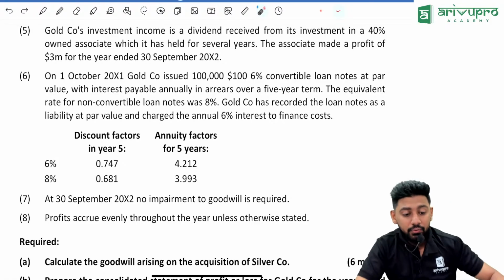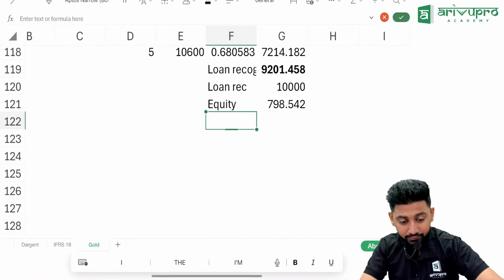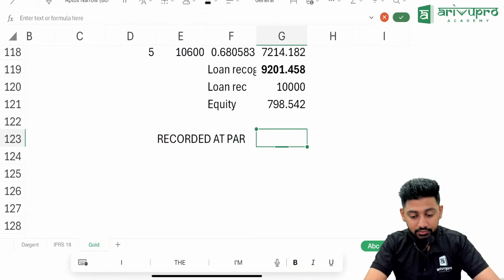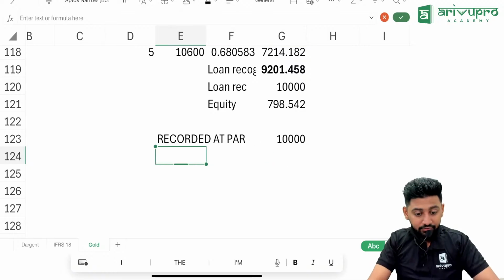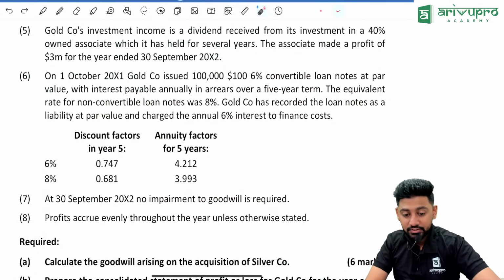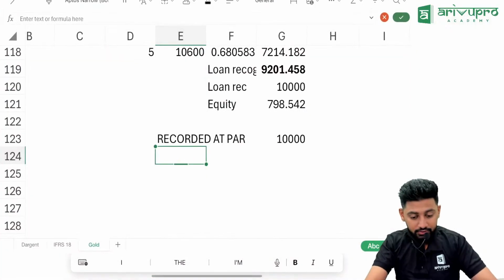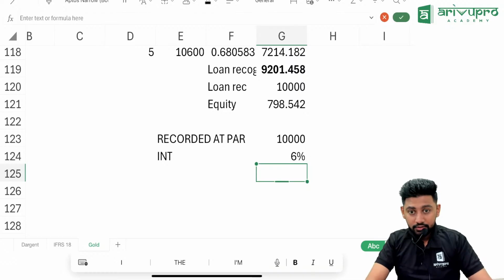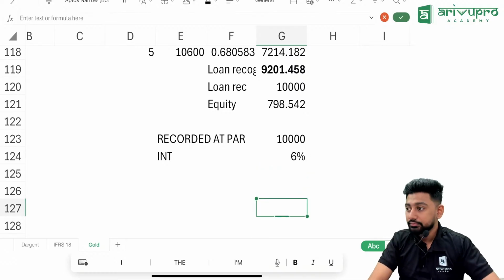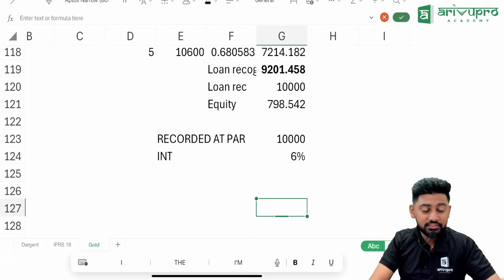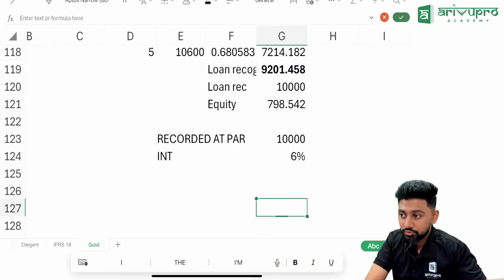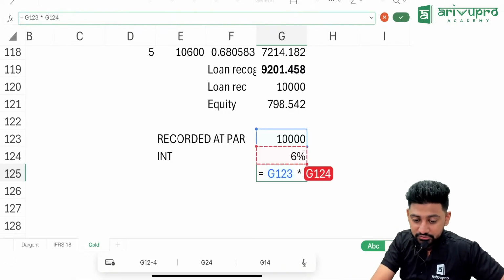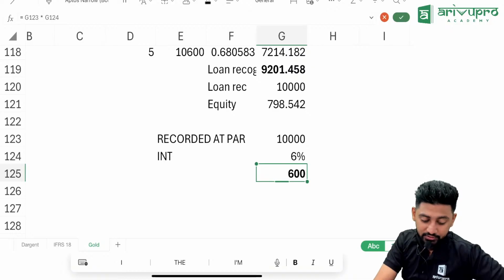Gold has recorded the loan note as a liability, so meaning at par. Recorded at par, meaning at 10,000. And for this 10,000, they have charged interest of how many percent? 6%. So interest charged 6%. Is it correct or incorrect? Incorrect. Your interest will be charged on what value? Effective rate, but what is the loan recognition value? 9,201. Therefore, you would have charged this into this 6%, which is 600.